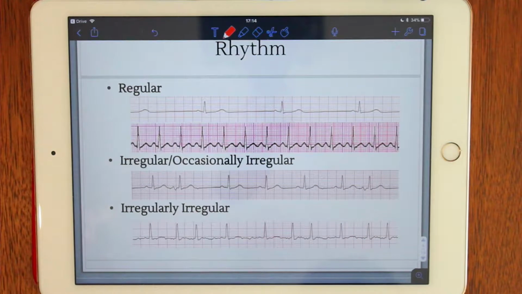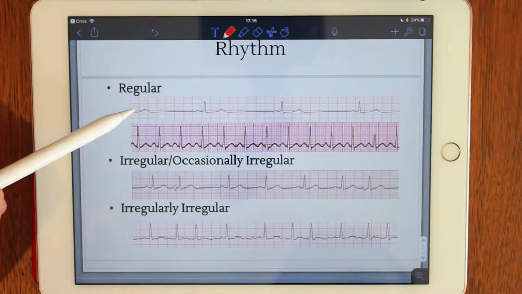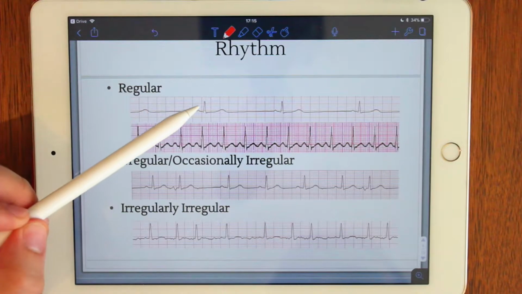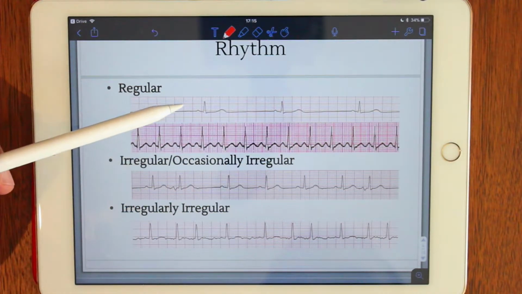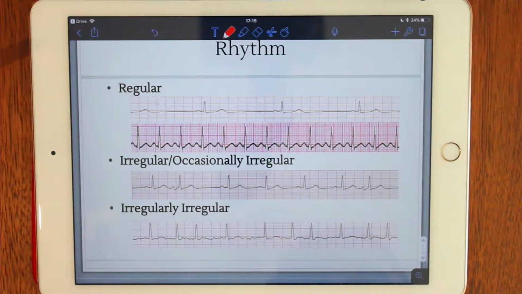Now, rhythm. There are 3 main designations for rhythm: regular, irregularly irregular, or irregular with a pattern, or simply occasional irregularity. In regular rhythms, the same distance will be found between each subsequent R wave. That can be bradycardic, that can be tachycardic, or that can be normal.